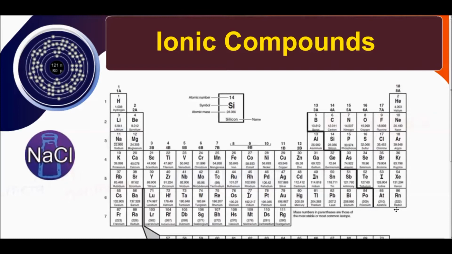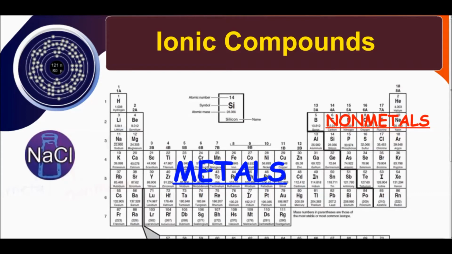Before we begin, it's important to remember exactly what ionic compounds are made of. Ionic compounds are made of metals and nonmetals. You can find the metals on the left-hand side of the periodic table and the nonmetals on the right-hand side of the periodic table, separated by the zigzag line.